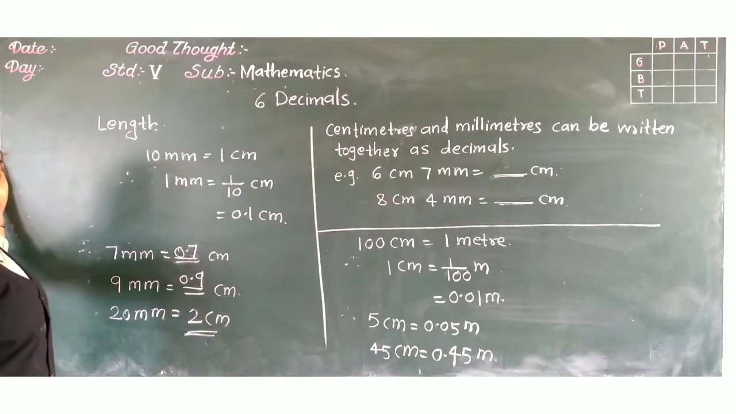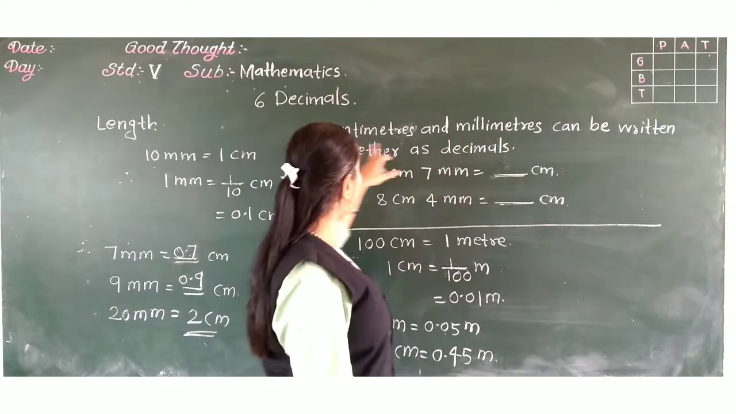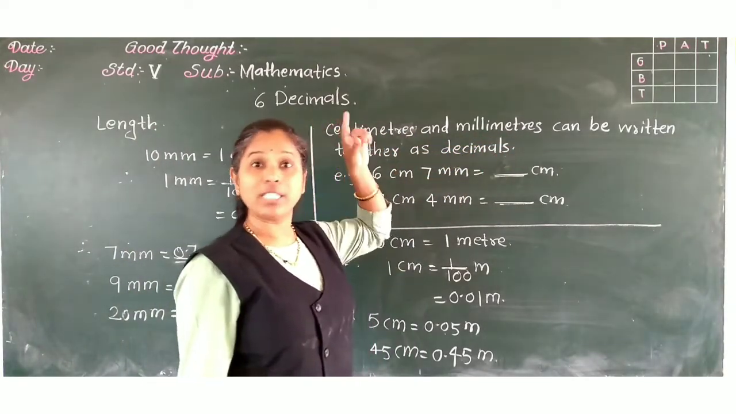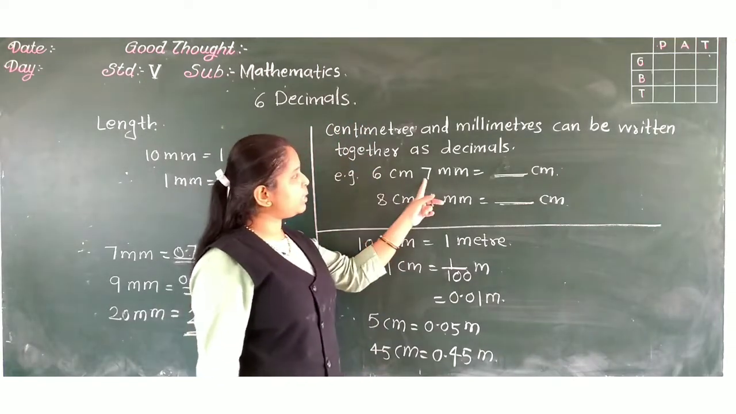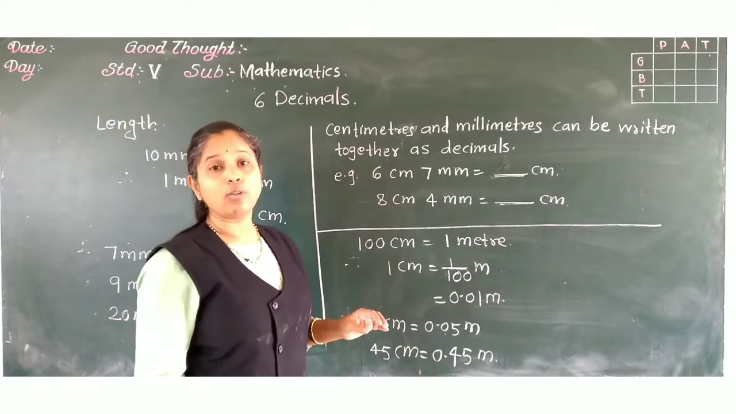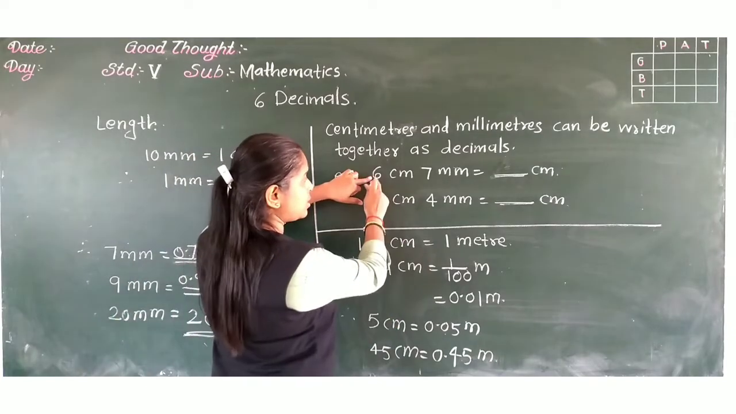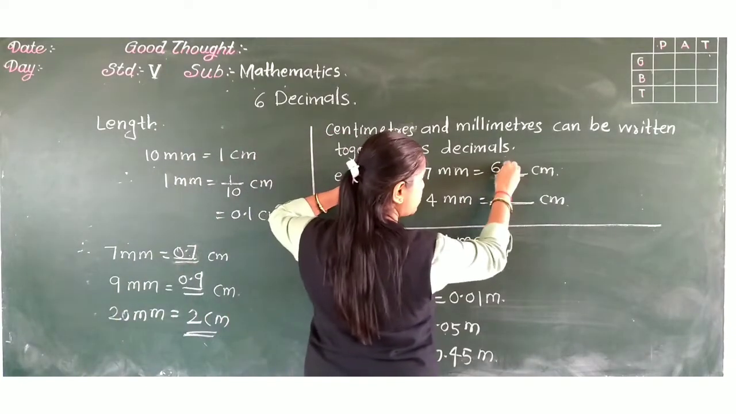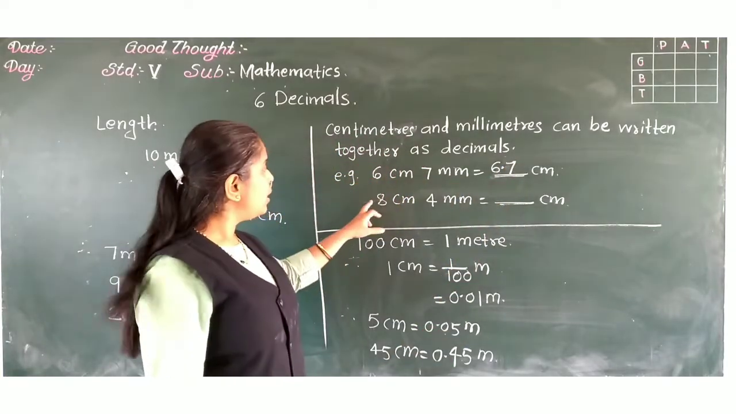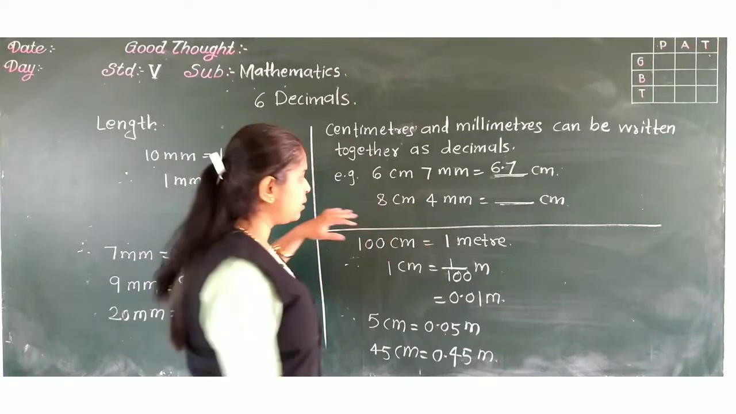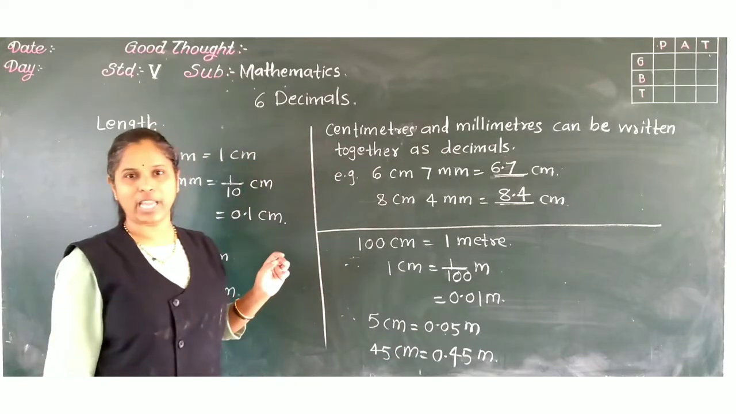Okay? Don't get confused. Now here see, centimeters and millimeters can be written together as decimals. Like rupees and paise, how did we write together by using decimal, in the same way. So 6 centimeter and 7 millimeter. Now 7 millimeter is equal to how many centimeters? 0.7. So 6 centimeter, 6.7. Same, we can write 6.7 centimeter. 8 centimeter and 4 millimeter, that is 8.4 centimeter. In this way we can write.